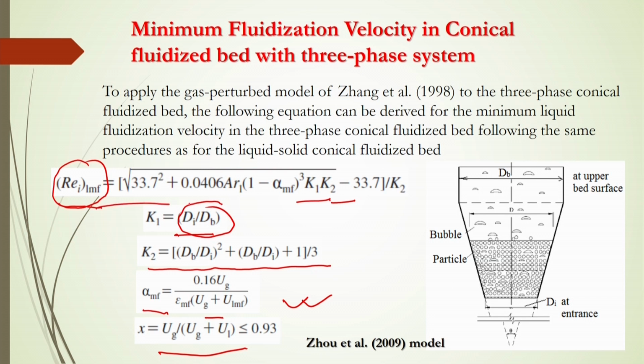Now, this equation can be applied if you know this K1 and K2 for this conical type of fluidized bed, and if you know the ratio of gas and liquid velocity inside the bed, you can easily calculate the minimum fluidization velocity for the conical fluidized bed in a three-phase system.